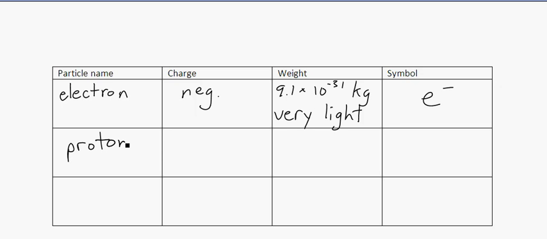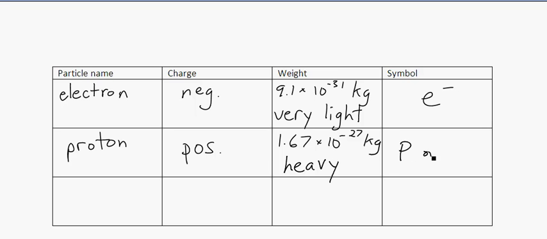Then we have the proton, which has a positive charge, and its mass is 1.67 times 10 to the power of negative 27 kilograms, which I'm going to write as heavy. That might not seem very heavy, but compared to the electron, it's very heavy. And for the symbol, sometimes you see a P for proton, or sometimes you just see a plus sign, or a plus sign with a circle around it to represent a proton.